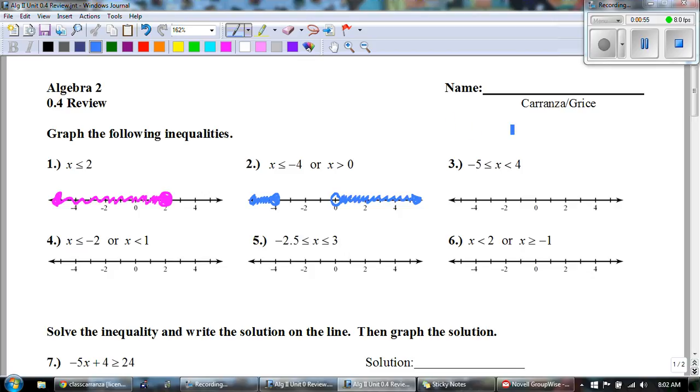For number 3, this is an and inequality. We have a closed circle at -5 and an open circle at 4. And if you forget which way to shade, just rewrite it. We have x is greater than or equal to -5. That's our first one. And then x is less than 4. So here we're going to shade everything in the middle.